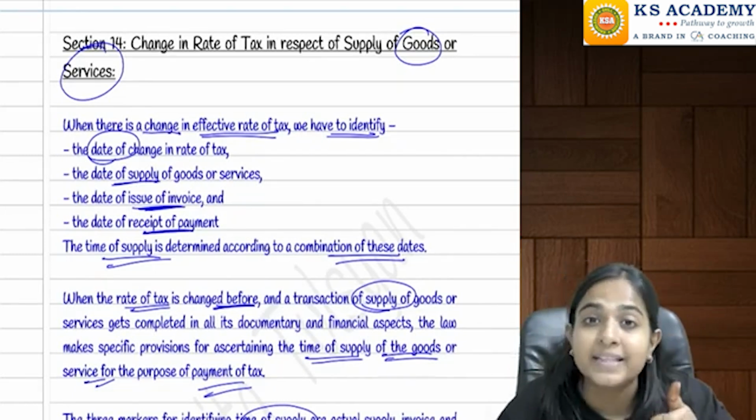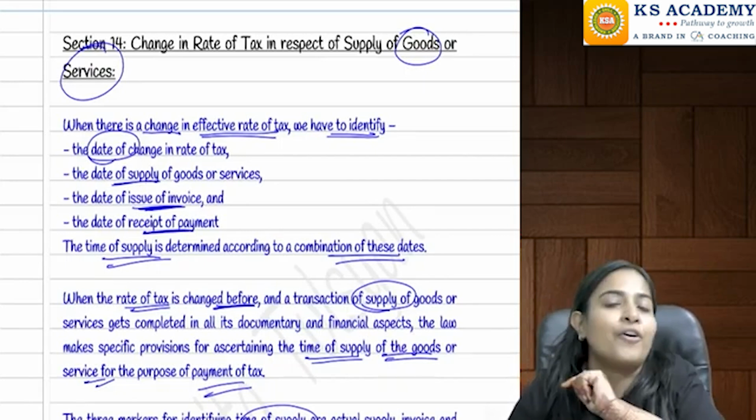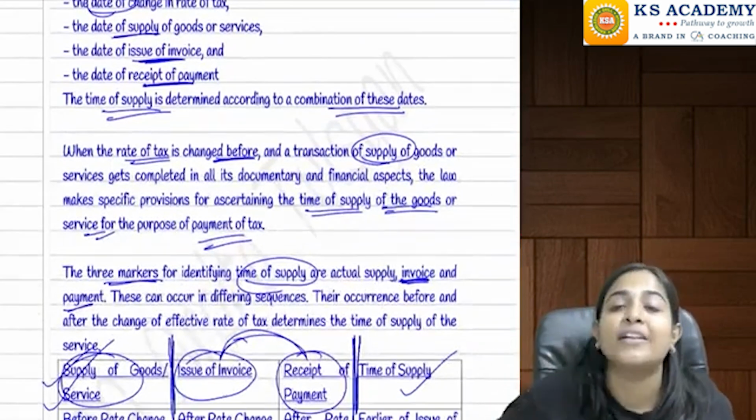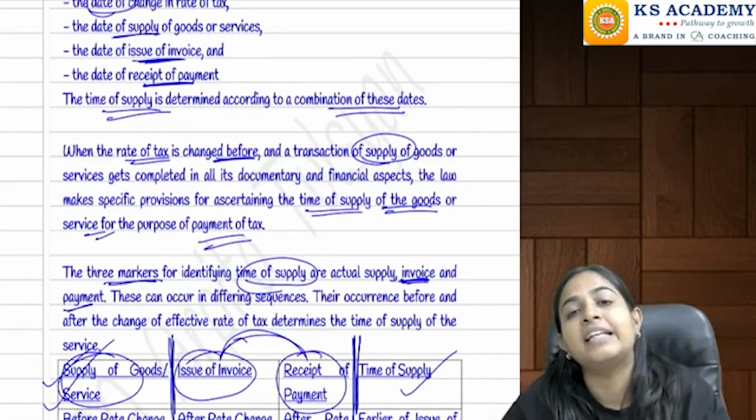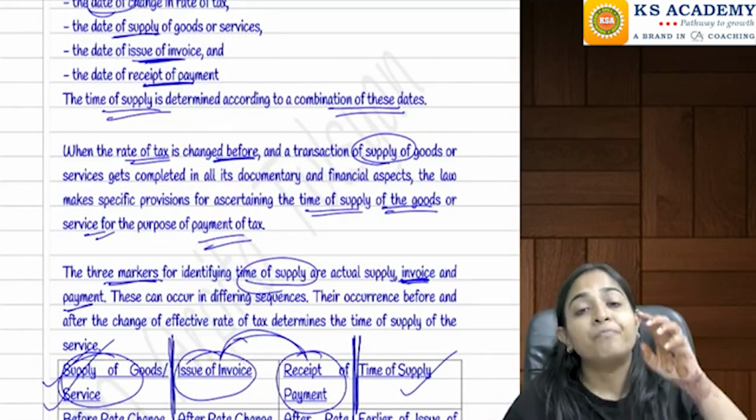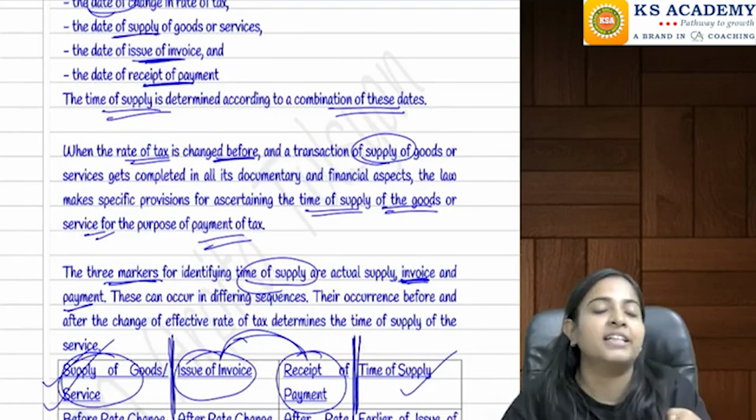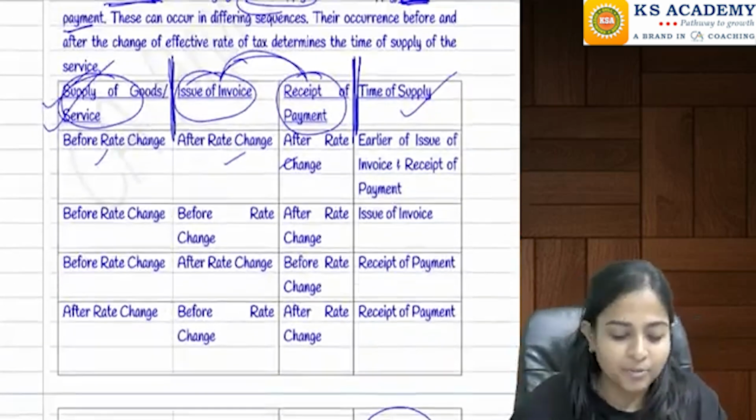First of all, what will be the time of supply, and next, which rate of tax will be applicable for that particular transaction. And also remember, Section 14 is a notwithstanding section. It is an overriding section. So whenever there is any rate of tax change, we don't have to calculate the time of supply as per Sections 12 and 13. We have to calculate the time of supply as per Section 14. Now you must be already remembering this.